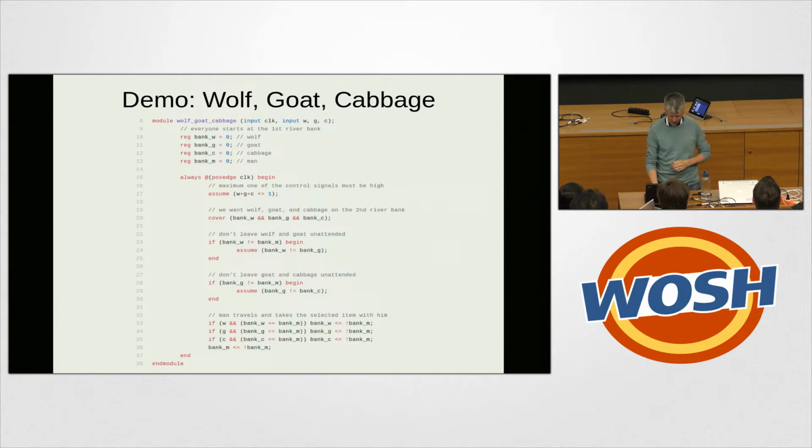So this is an example from Clifford. And he's got 4 registers, one for the man, one for the wolf, goat, and the cabbage. And then we have inputs to tell whether we're going to move the wolf, the goat, or the cabbage to the other side. And here's the critical part here. We're saying that we want to see the place where the wolf is on the same bank as the goat and the cabbage all at once. So we want to cover that possibility.